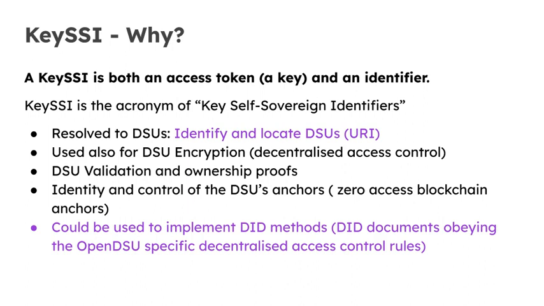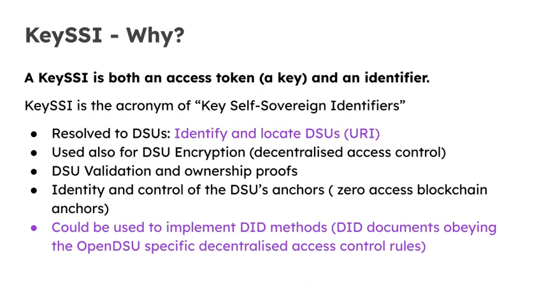A KeySSI serves a dual purpose. It is both an access token, a key, and an identifier. The term KeySSI stands for Key Self-Sovereign Identifiers. It plays a crucial role in connecting to DSUs, as it helps in identifying and locating them, functioning much like a URI. Additionally, KeySSI is utilized for the encryption of DSUs, facilitating decentralized access control.